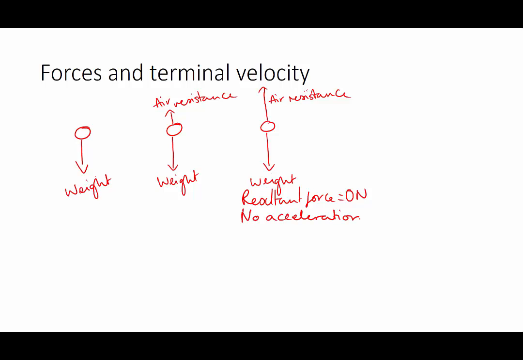Now, if you're the person falling out of the plane at this point and you've got to terminal velocity, that terminal velocity is going to be so high that it's going to kill you on impact with the ground. So you're going to hope that you've got a parachute on.